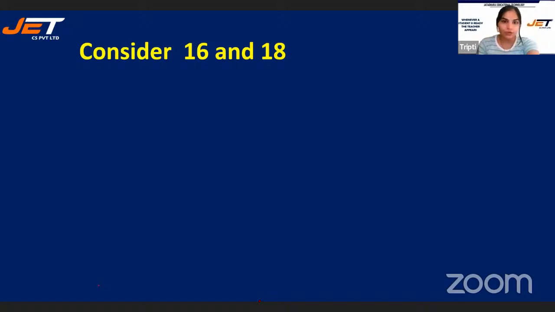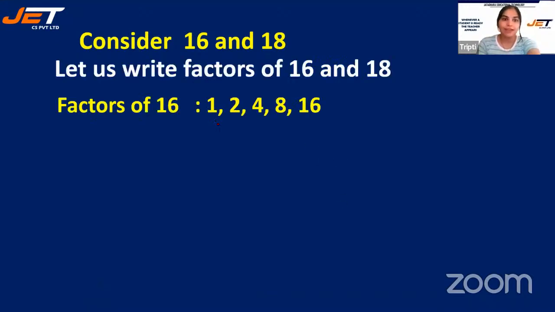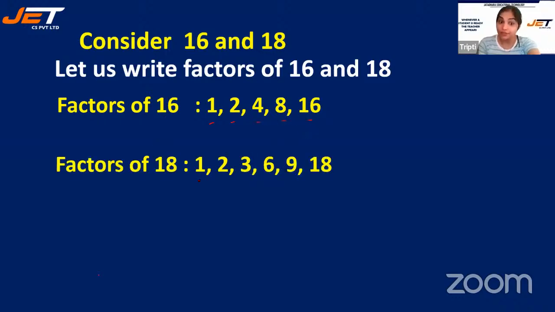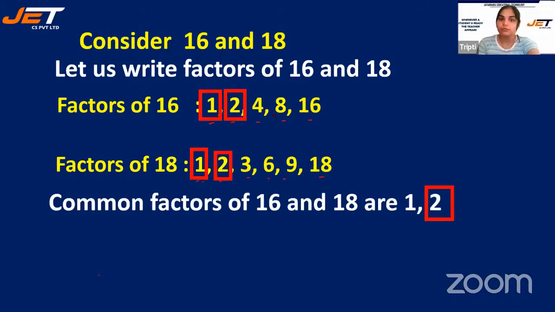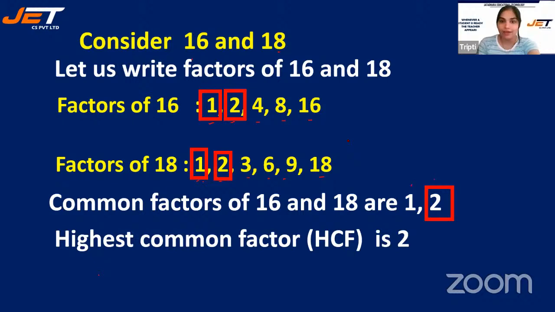Good response, dear children. The factors of 16 are 1, 2, 4, 8, 16. And the factors of 18 are 1, 2, 3, 6, 9, and 18. So if we talk about the common factors, it's 1, 2, and that's it. The common factors are 1 and 2, but the highest common factor is 2.